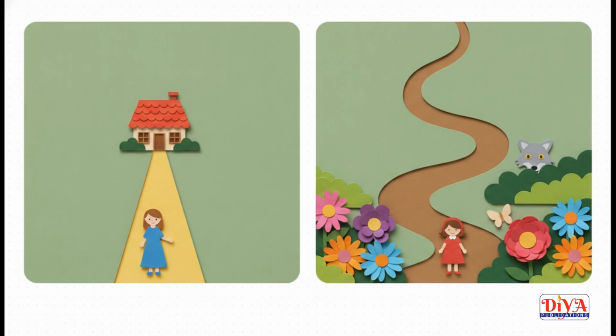Look at the setup. On one side, you have the mother's crystal clear instructions. Go straight to Granny's house and don't talk to strangers. On the exact opposite side, you have Riya's actions, stopping to look at flowers, watching butterflies, and happily chatting up a wolf she just met. The entire terrifying ordeal is presented as the direct, undeniable consequence of breaking those two very specific rules.